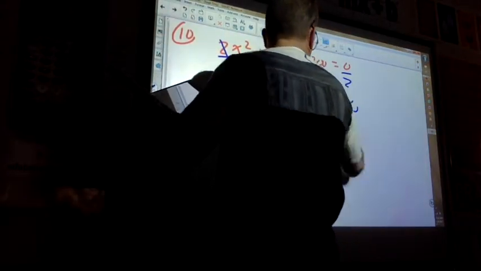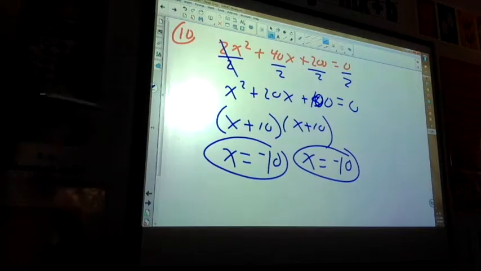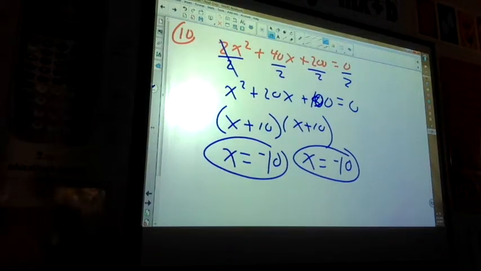Quick question. If I get the exact same answer, what did this parabola do? If I graphed it? Bounced off the x-axis. So the vertex actually on this one took place at negative 10, 0. Okay, it's called the double root. If it happened twice, it just bounces off the x-axis. Okay? We good? Could you also do number 14? Yeah, number 14.